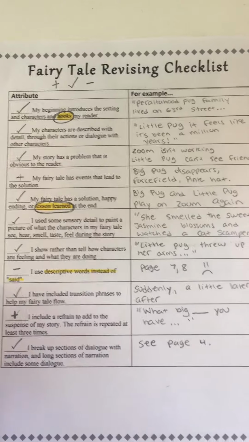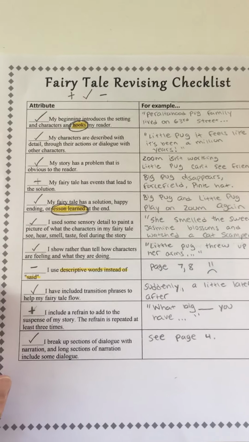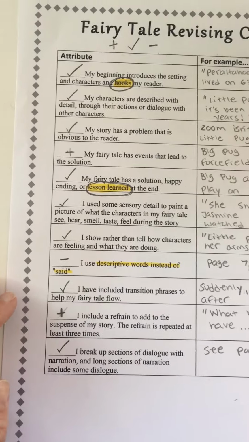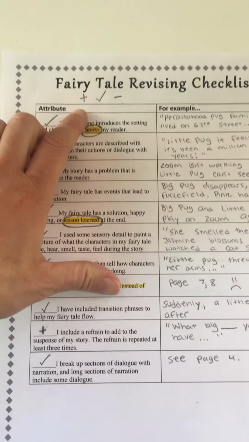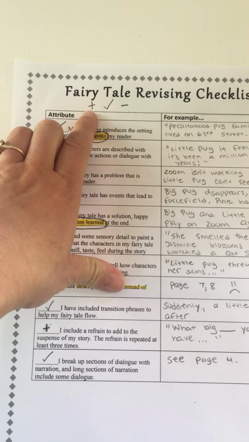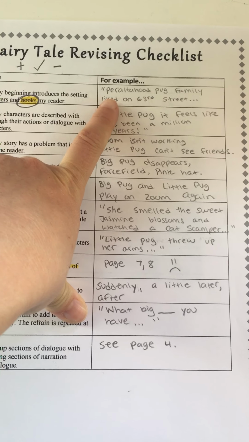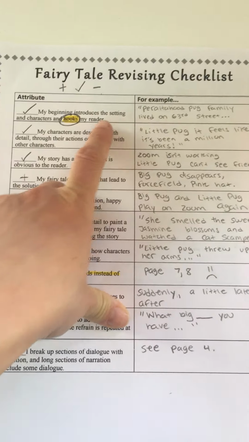So you're going to be using a revising checklist today as you revise your writing. This checklist has all of the components of a really strong fairy tale. Your job is to read through the checklist and rate yourself with either a plus, which means excellent, a check, which means yes, I did that, or a minus, which means wow, I really need to work on this area, for each part of your writing. As you read through the checklist, I want you to give an example of where you have done the attribute listed on the checklist.